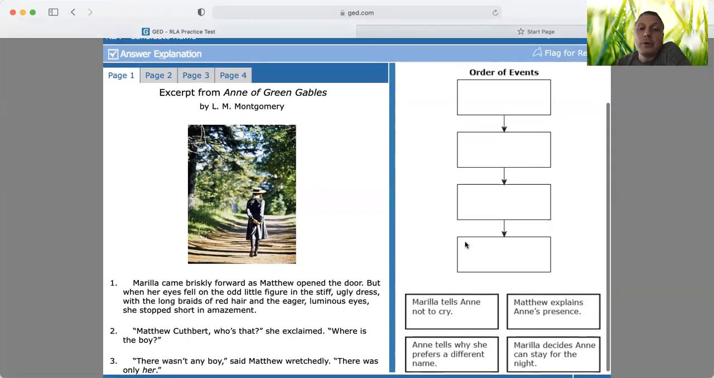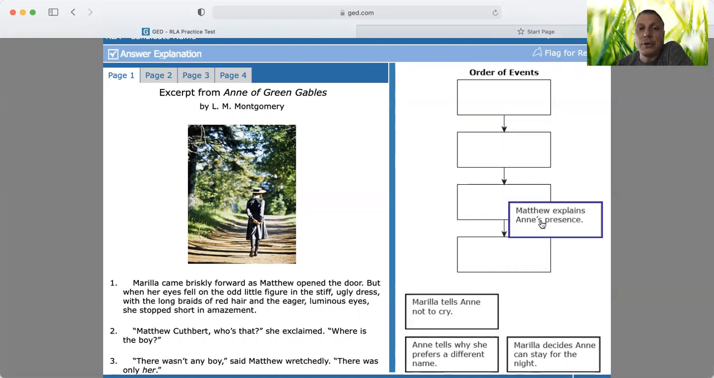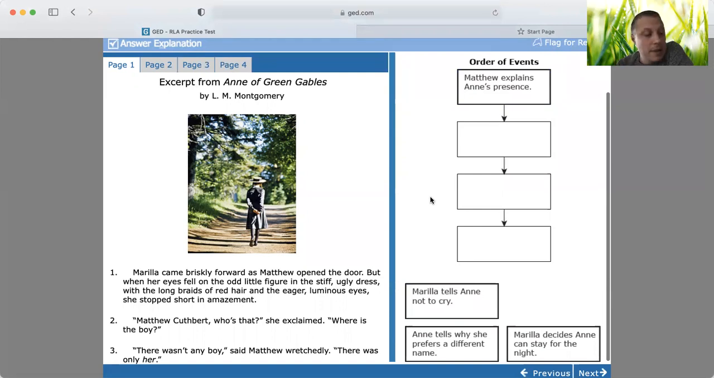What happened first? Marilla tells Annie not to cry. That happened a little later. Matthew explains Annie's presence. Yes. So see, look, you catch this, you grab it on the computer, and then you move it up. So Matthew explains Annie's presence. Why is she there? Then Marilla, all of a sudden, pretty much starts being interested in this. So we have Marilla tells Annie not to cry. Marilla decides Annie can stay for the night. Well, that would be maybe a little later.